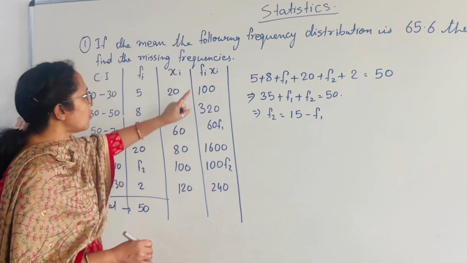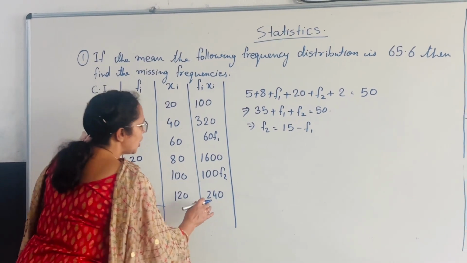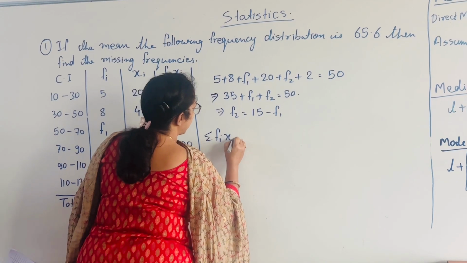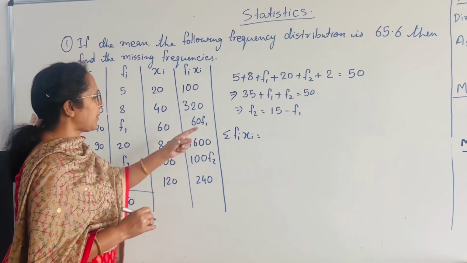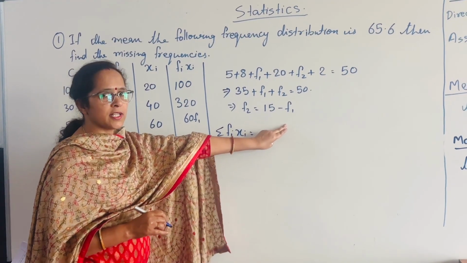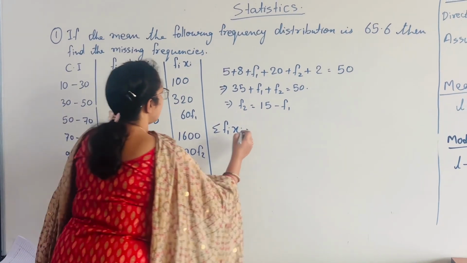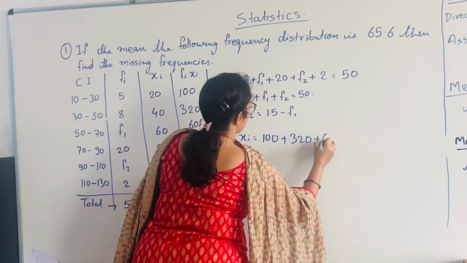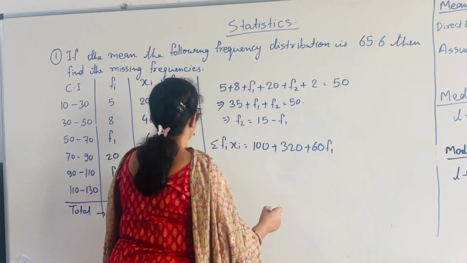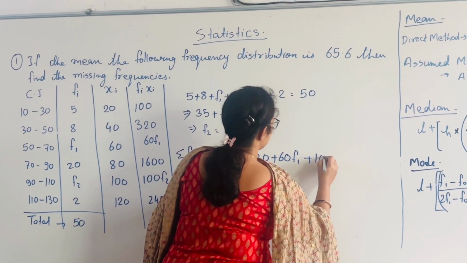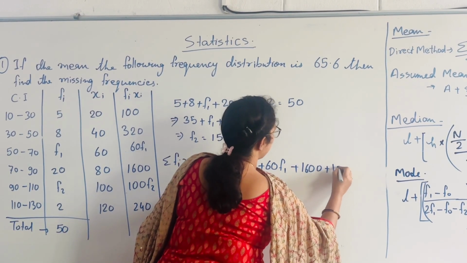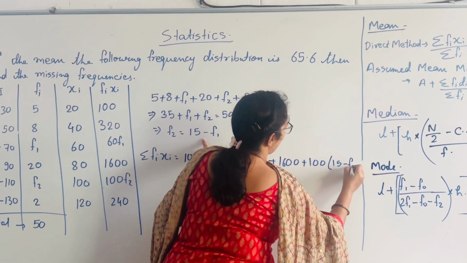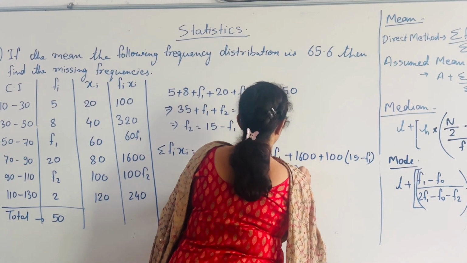Now for finding the mean, what do we do? In the place of sigma fi xi, we need to find sigma fi xi. So in the place of f2 we will write 15 minus f1. So let's see: 100 plus 320 plus 60 f1 plus 1600 plus 100, in the place of f2 I am writing 15 minus f1, plus 240.